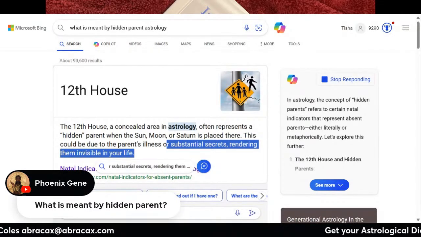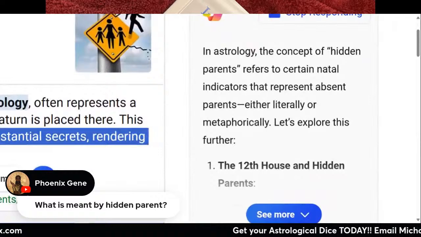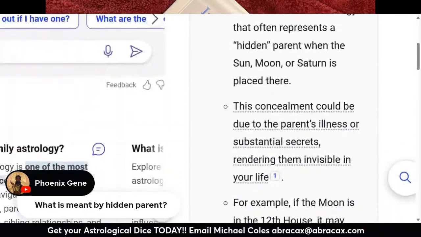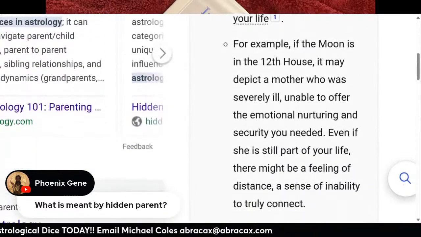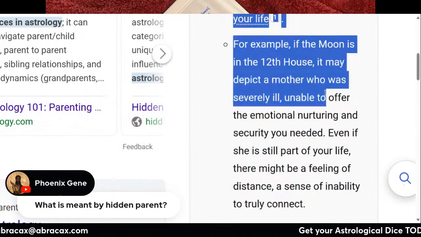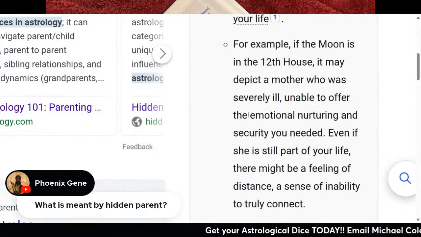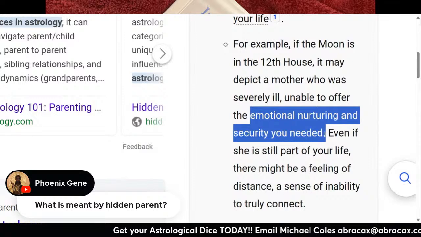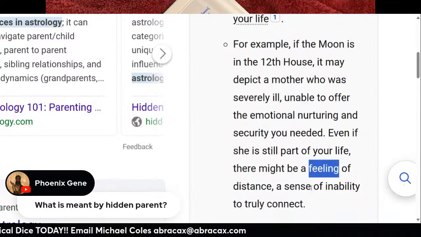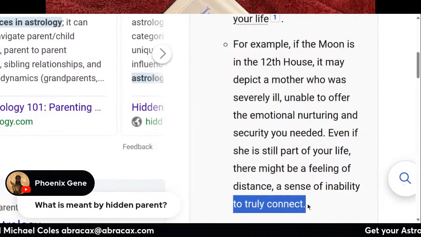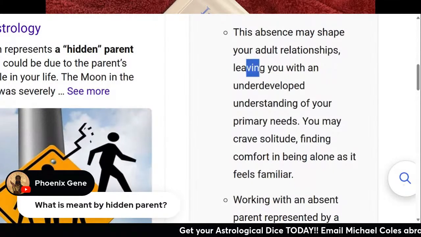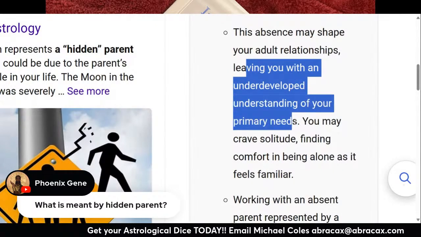Okay. Over here is speaking on the absent parents, literally or metaphorically. For example, if the moon is in the 12th house, it may depict a mother who was severely ill, unable to offer the emotional nurturing and security you needed. Even if she is still a part of your life, there might be a feeling of distance, a sense of inability to truly connect. The absence may shape your adult relationships, leaving you with an underdeveloped understanding of your primary needs.